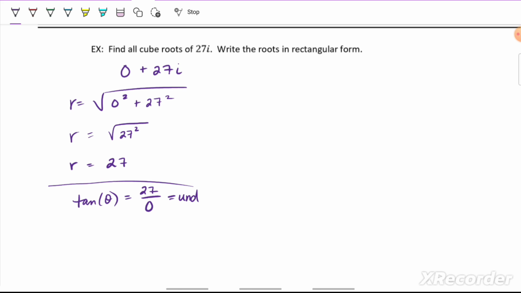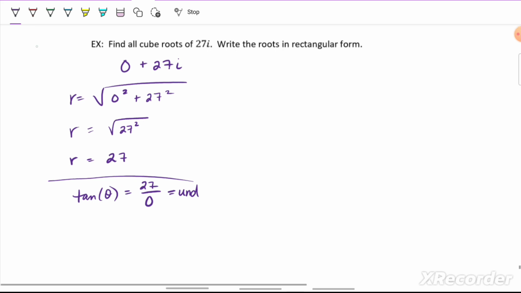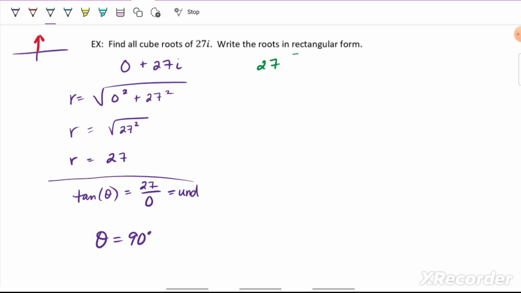So I'd take a look at the graph of this complex number. I'm going 0 in the x direction and then 27 in the y direction. So it's going to be right here, and that's definitely 90 degrees. So theta is equal to 90 degrees. Our polar form of this complex number will be 27 times cosine of 90 degrees plus i sine of 90 degrees.